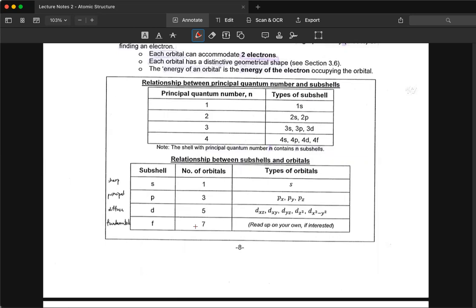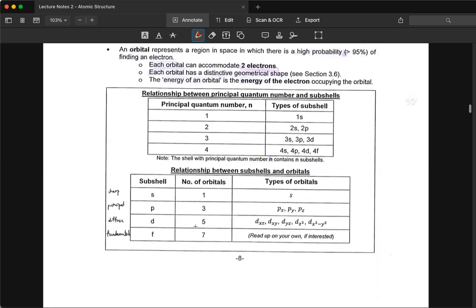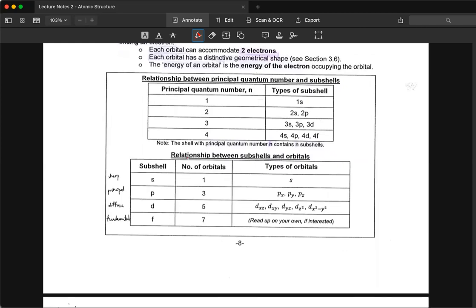All right. So you can see if the number of shells is n, the number of subshells will be n. 1, 1, 2, 2, 3, 3, 4, 4. All right.